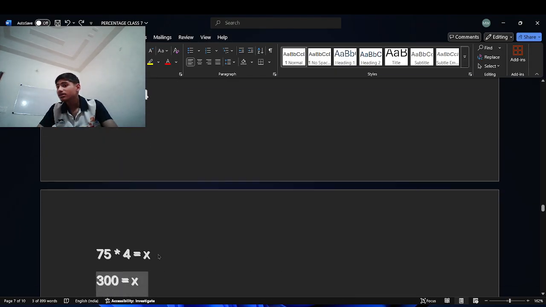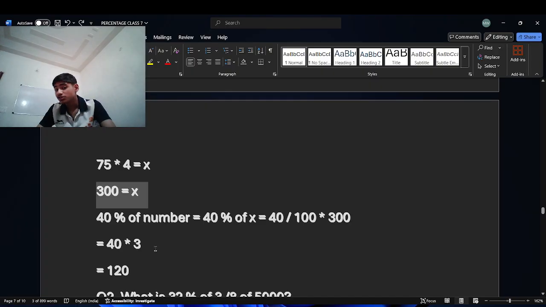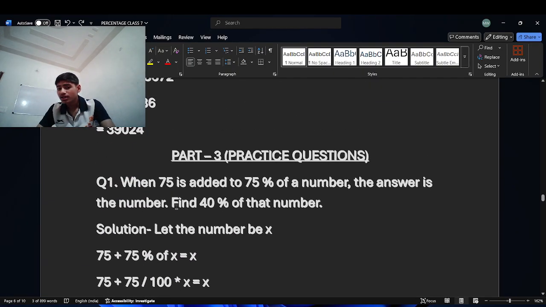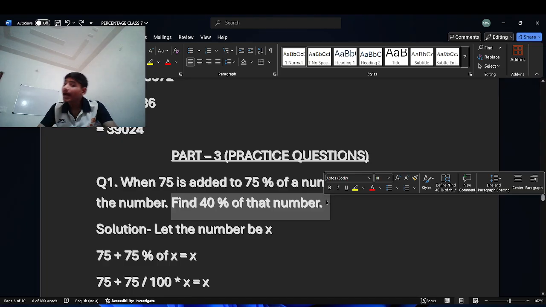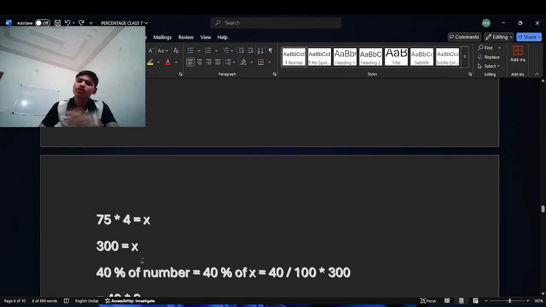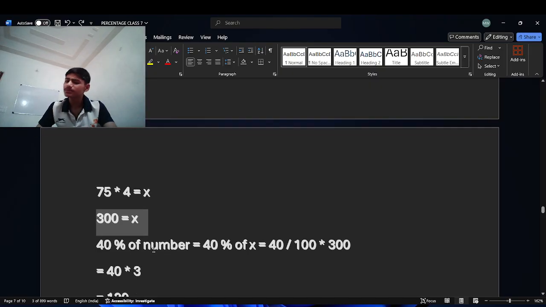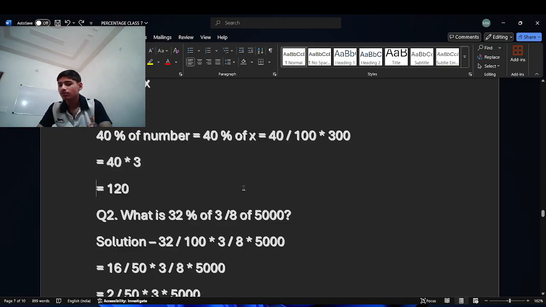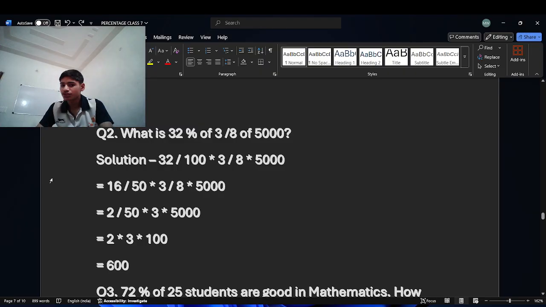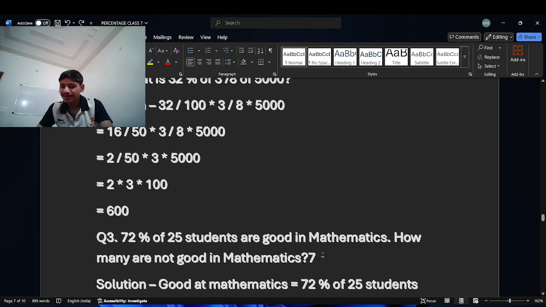Now the question is also here. What we have to find is 40% of that number. We have got the number as 300 as x, and now you have to find 40% of x. So 40% of 300: I remove the percent sign, divide by 100, into 300, and 100 times 3 is 300, so 40 times 3 is equal to 120. Second question. Third question is too trending.